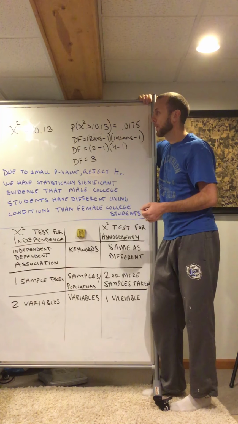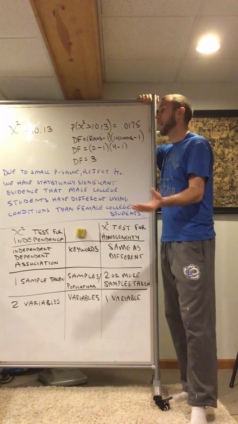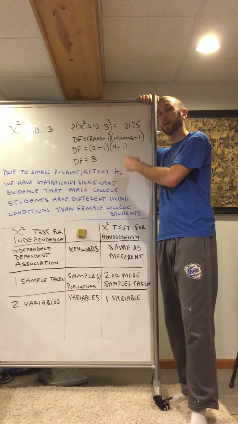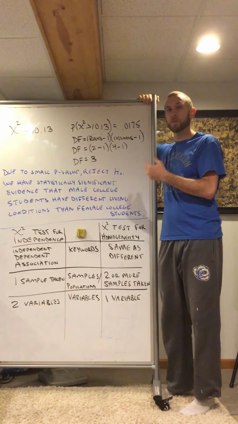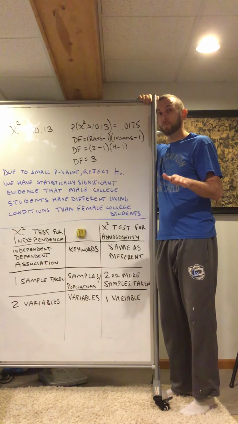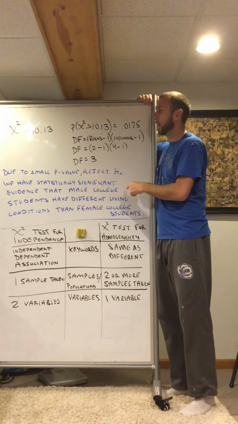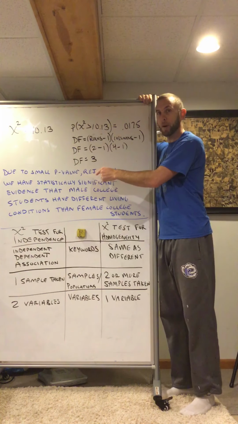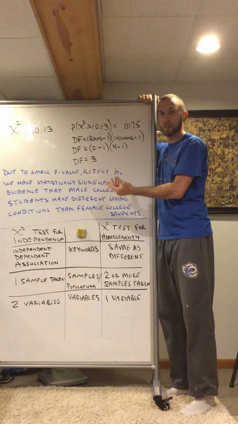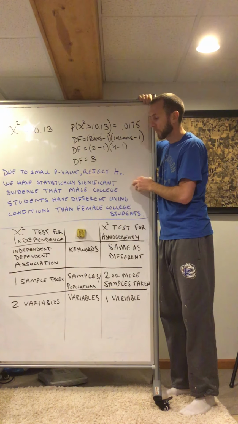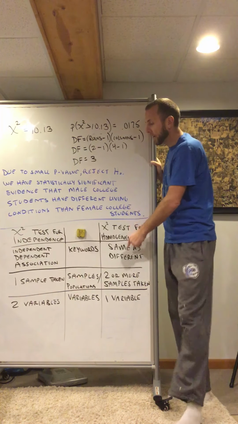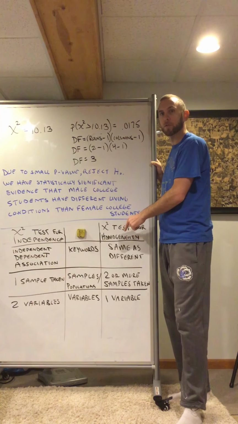Okay? That's it. So if you go on to compare the chi-square test of independence to a chi-square test of homogeneity, everything was the same. The only difference was the phrasing in the hypotheses and the phrasing in the conclusion. That's it. So down here, I highlighted some of those differences.